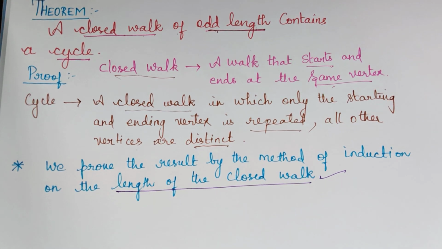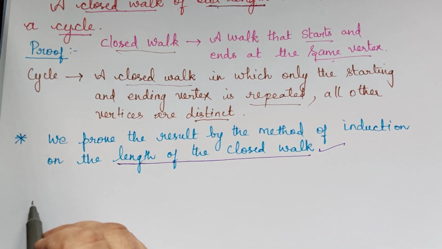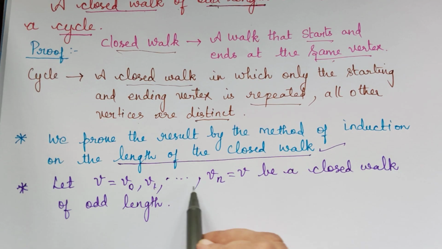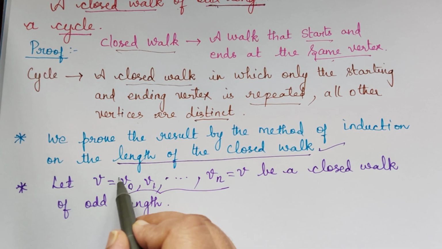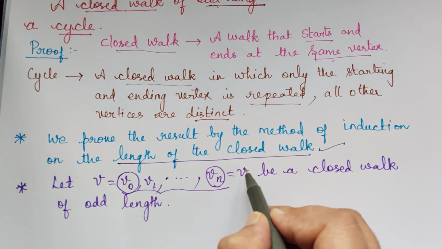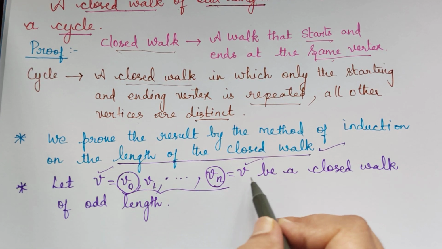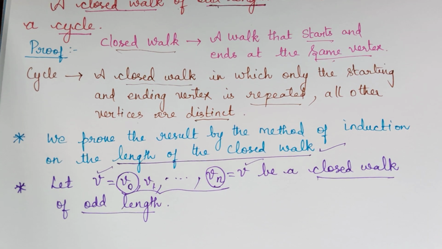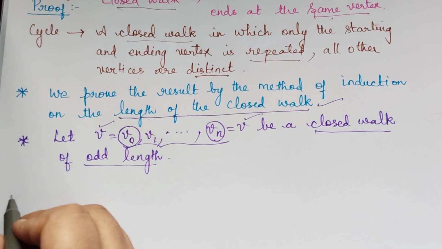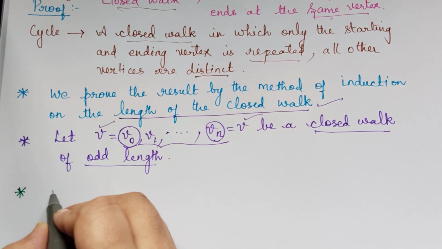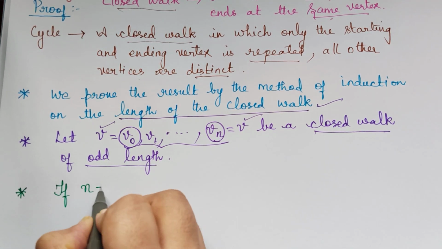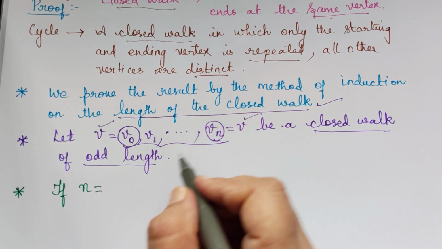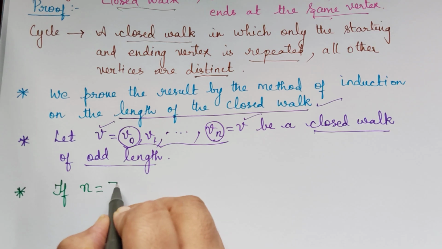For that, first we should consider the closed walk. So what is the closed walk that we are going to consider? Let V0, V1, etc. up to Vn, where the initial vertex V0 and the terminal vertex Vn are chosen as generally V. And this is the closed walk of odd length that we are considering. Since we are applying the method of induction, initially we have to start with n equal to 3, because if n is equal to 1, it cannot be a cycle. So we are starting with n as 3.